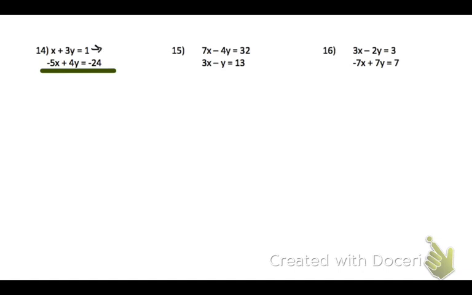So I'm going to subtract my 3y over. So x will equal 1 minus 3y. Then I'll take that and I'll plug it in for x. So negative 5 times 1 minus 3y plus 4y will equal negative 24. So I'm solving using substitution. So I'll distribute my negative 5.